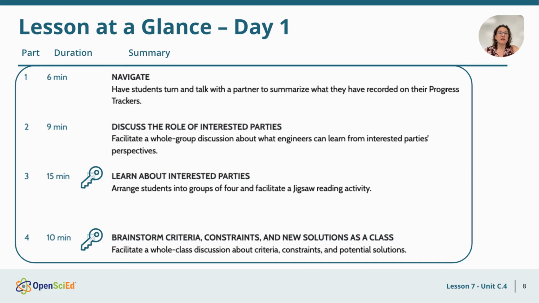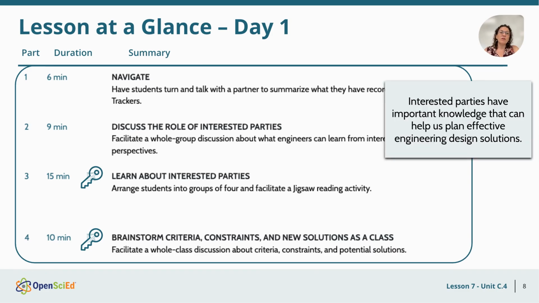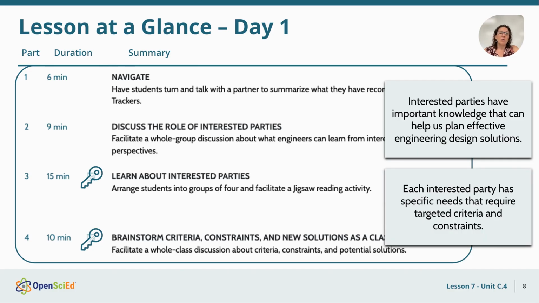In the first loop, we discuss the role of interested parties, and then we learn more about them through readings and a jigsaw activity. Then we brainstorm criteria and constraints and new solutions through a whole class discussion. We figure out that many groups of people are impacted by what happens to the oysters, and that interested parties have important knowledge that can help us plan effective engineering design solutions. We also figure out criteria and constraints guide these engineering design solutions, and that each interested party has specific needs that require targeted criteria and constraints.